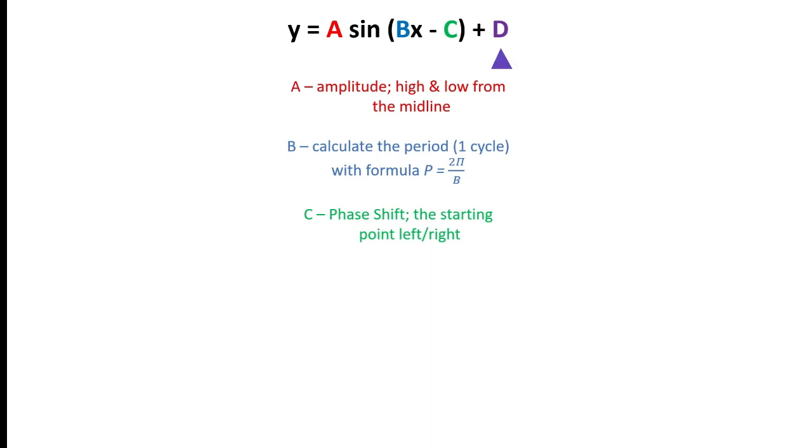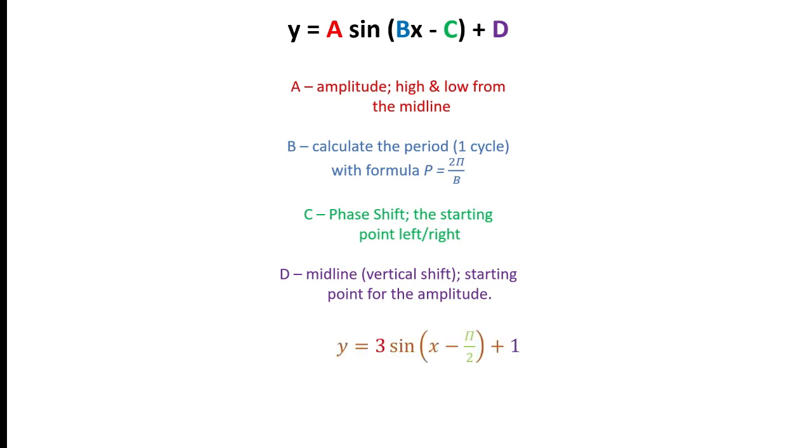And D is your midline. That is the middle of the graph. It's also called the vertical shift, and that is the starting point from which your amplitude will go up and then down. So if we take a look at this equation, we can determine what our values are.